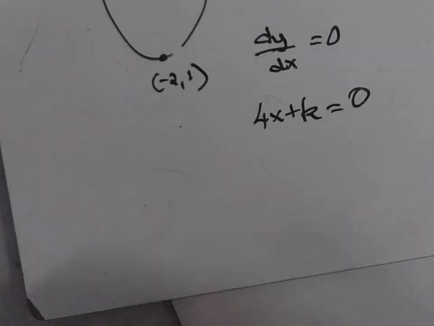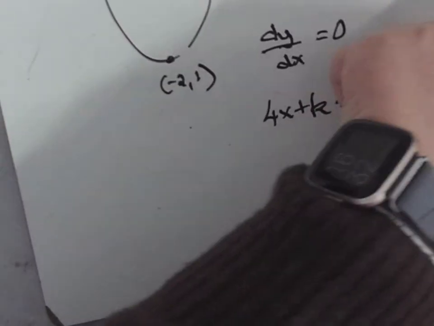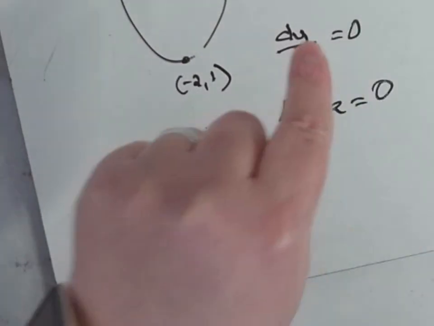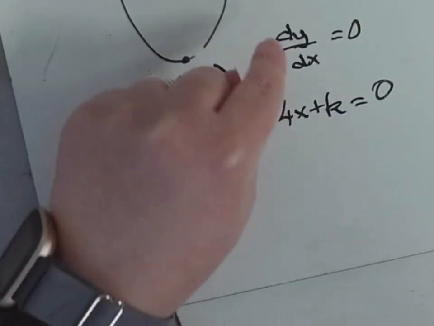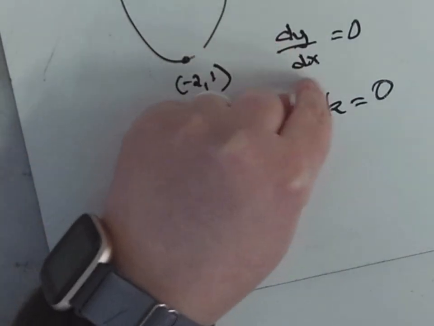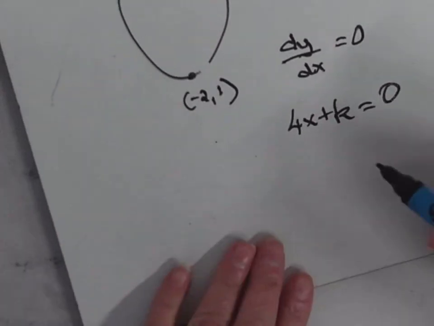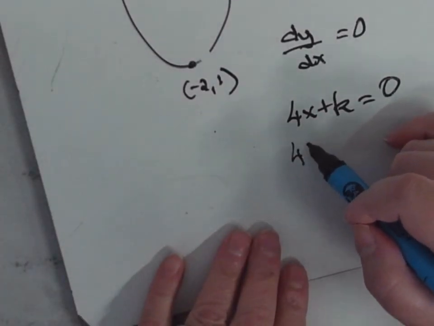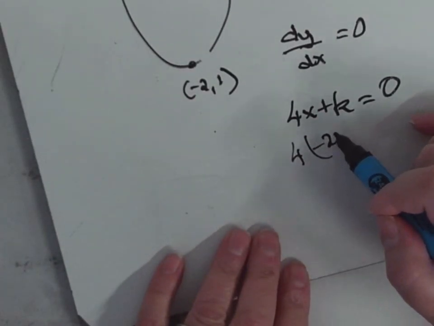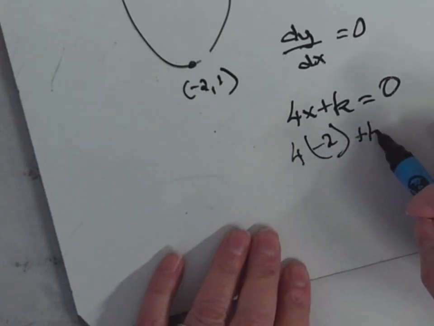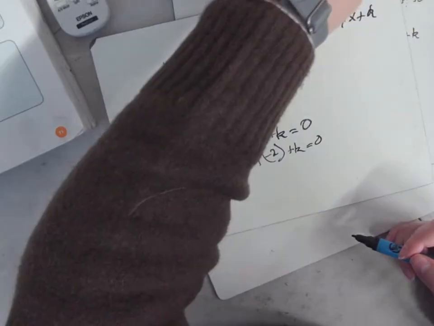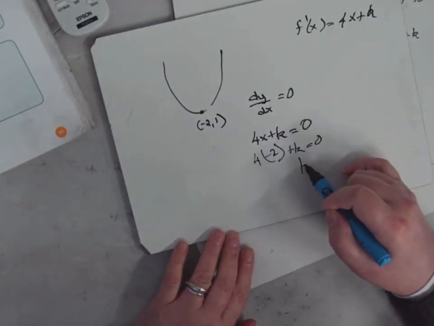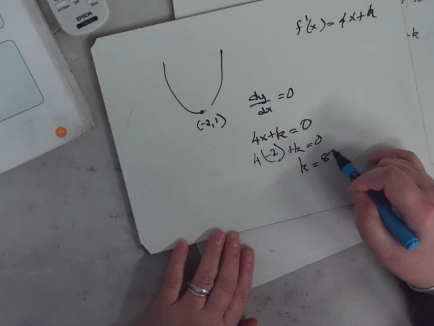So basically, they told me, here's the integrated dy dx. The turning point was minus 2, 1, and I know that at this point dy dx equals 0. So I just need the x value. So all I do is fill in for x: 4 times minus 1 plus k equals 0. That's minus 8 plus k. Minus 8 plus k equals 0. So that means k is equal to 8.